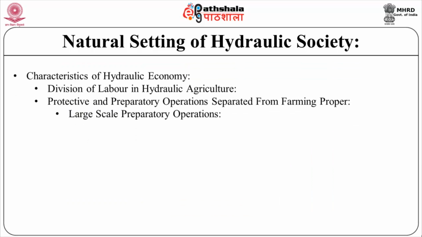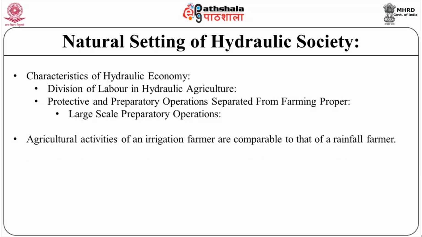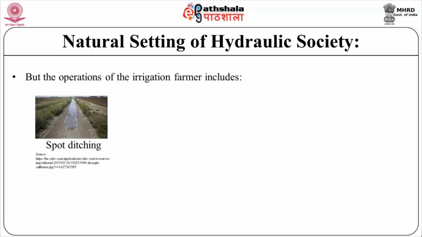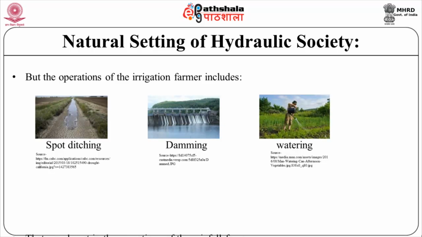Now, let us understand some of the characteristics of hydraulic economy. They are: number 1, there is a division of labor in hydraulic agriculture between protective and preparatory operations. In large scale preparatory operations, the combined agricultural activities of an irrigation farmer are comparable to those of the rainfall farmer, but the operations of the irrigation farmer include on-the-spot ditching, damming and watering that are absent in the operations of the rainfall farmer.